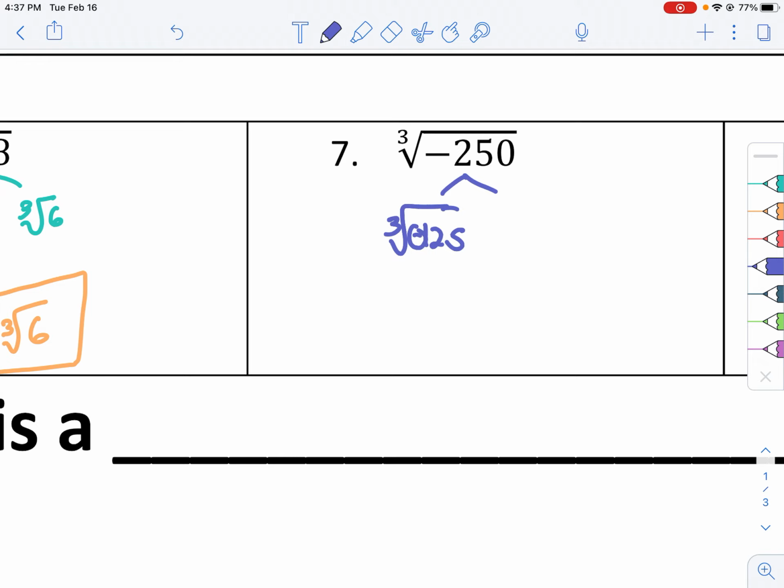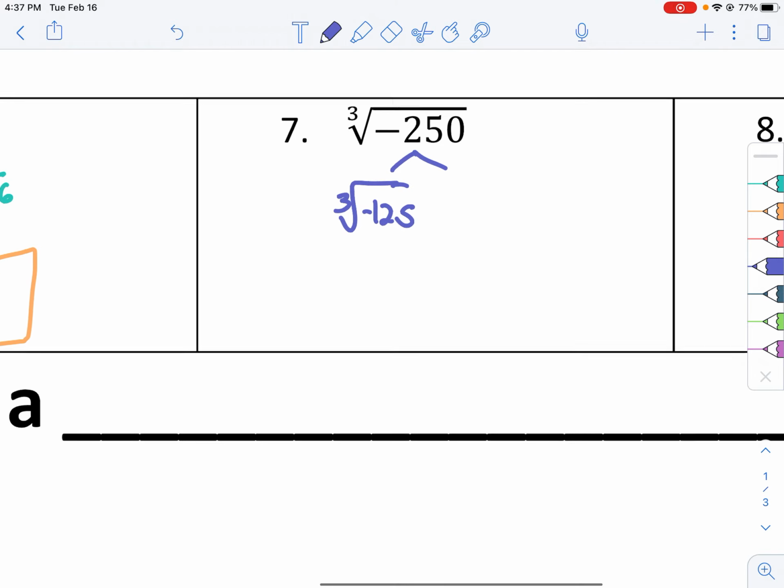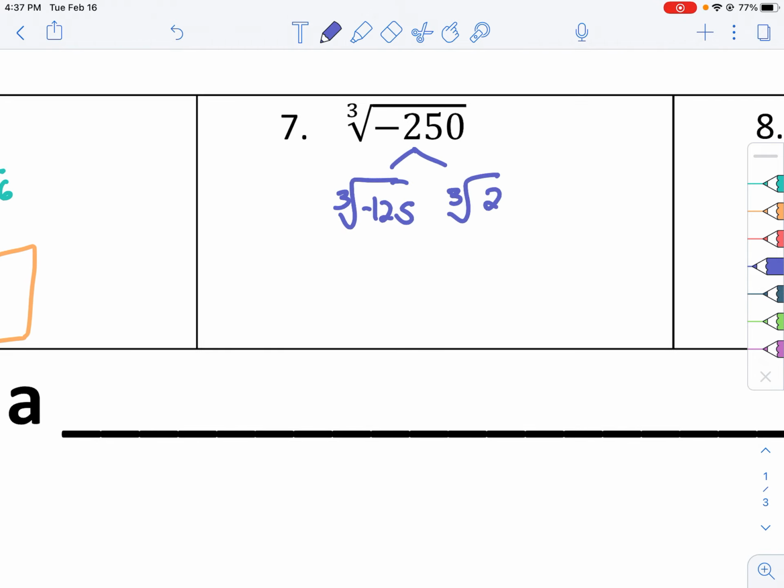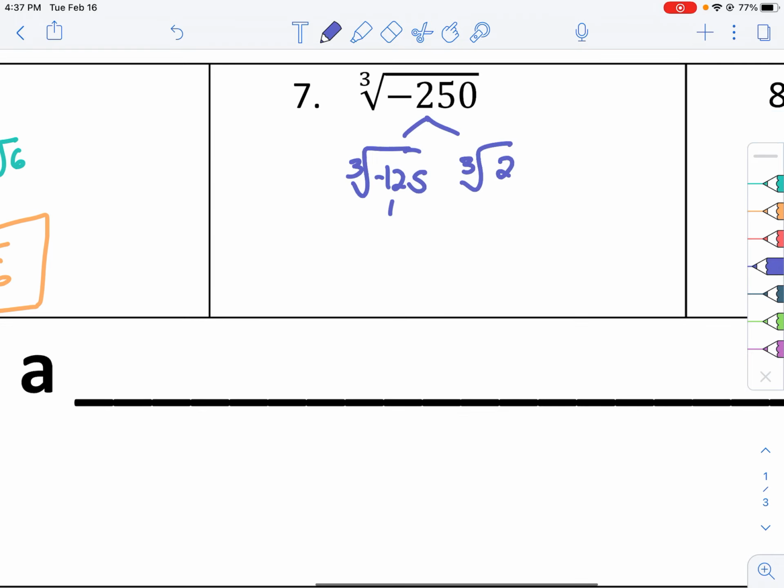Always take the negative with the cube root. That's going to get pulled out of there. And then that's the cube root of 2. So the cube root of negative 125 becomes negative 5, and then the cube root of 2 stays, so it's negative 5 cube root of 2. And there's your answer.